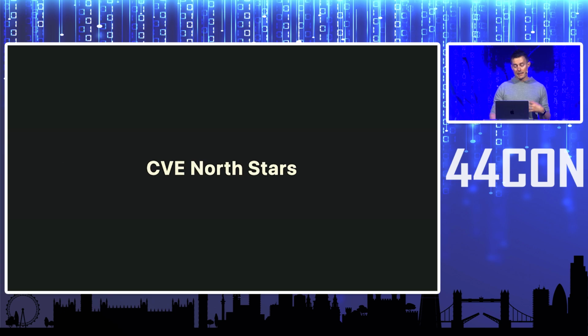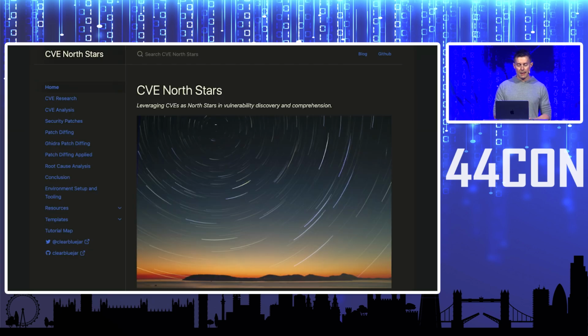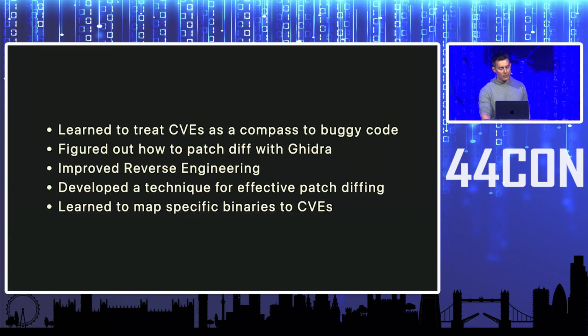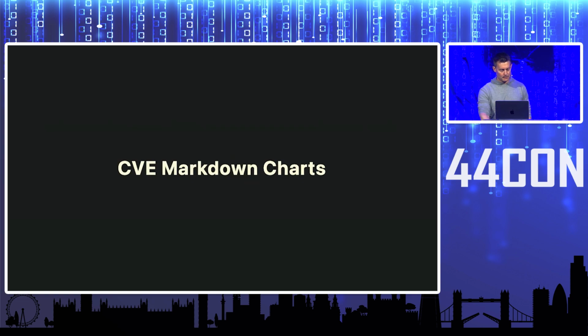So I started by teaching myself how to do this with Ghidra, and I wrote something I mentioned before, the CVE North Stars. And again, it's just a tutorial I wrote for myself, and I published. This is how I learned how to do patch diffing and do it well. And it's just this idea, again, CVE is pointing you towards buggy code, and it's a good practice. So I learned several of these things. I improved my reverse engineering skills, and then I started to learn how to map a CVE, or specific CVEs at least. Like the Windows kernel, that's pretty easy, because it's just the kernel. But to identify those manually.